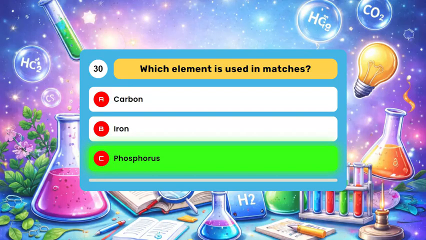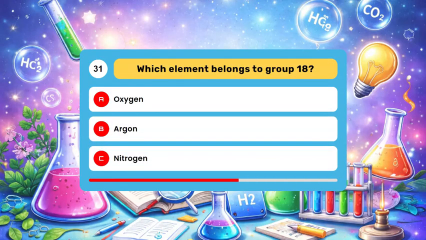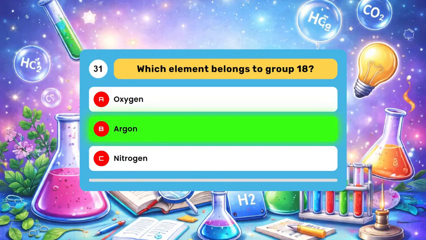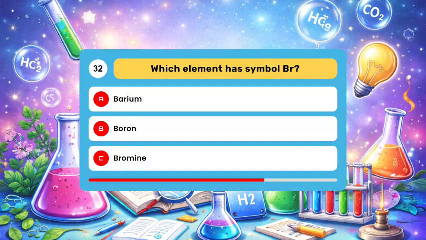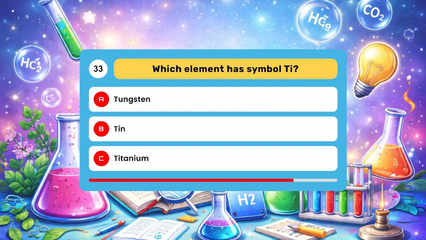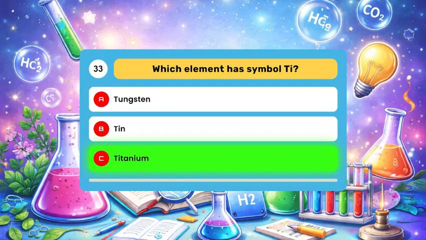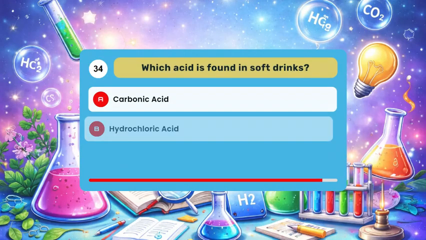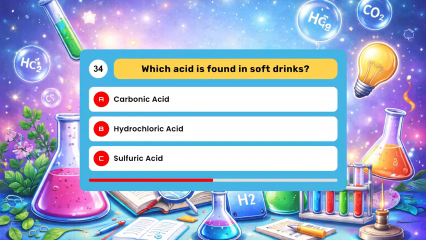Phosphorus. Which element belongs to group 18? Argon. Which element has symbol Br? Bromine. Which element has symbol Ti? Titanium. Which acid is found in soft drinks?